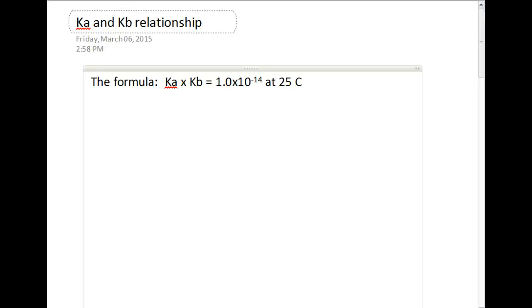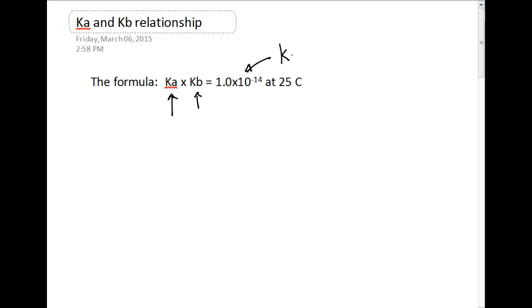Okay, we're going to be talking about the relationship between Ka, the acid dissociation constant, and Kb, the base dissociation constant. Now, if we take these two things together and we multiply them, we're going to get 1.0 times 10 to the negative 14th. And you might recognize 1.0 times 10 to the negative 14th because that is Kw. So Kw can equal two different things, and there's a reason for that.